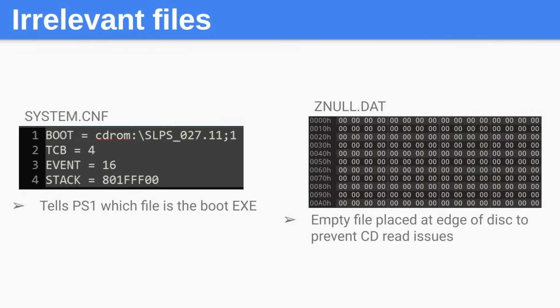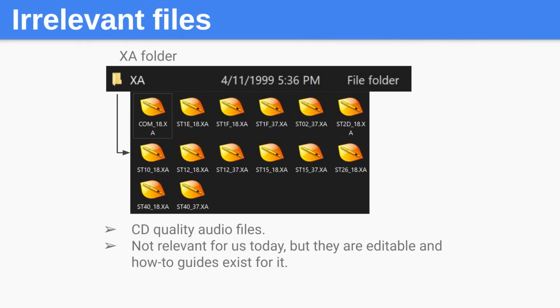First of all, this system.conf file, all it does is tell the PS1 which file to boot up when it launches, so that's something that doesn't have any interest for us. Then there's this znull.dat file. This is a purely empty file with no data in it, and it's just there to prevent disk read issues on the PS1. Then we have these XA files. These are CD quality streaming audio files for the PS1. They're not relevant to us today because we're not going to be editing any of them, but they are editable and they're standardized, so how-to guides already exist for XA audio. You can find it if you go looking for it.